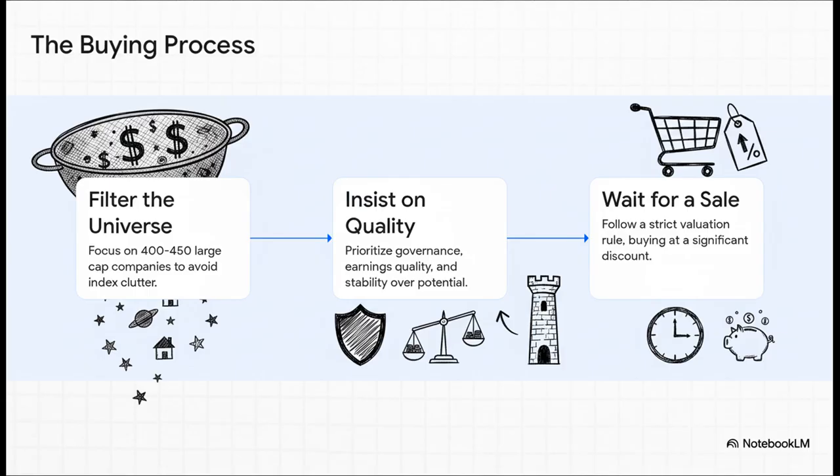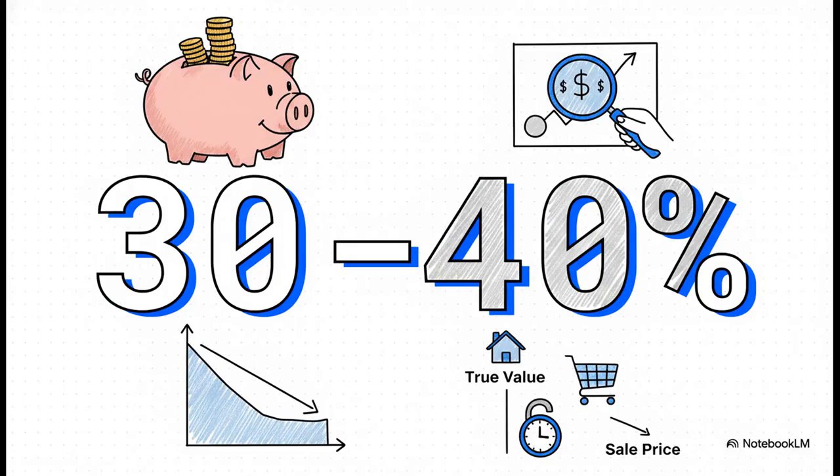First, like we saw, they filter that huge universe. Second, and this is so important, they insist on quality. They're looking at things like good governance and stable earnings, and they look at all that before they even think about the price. And then step 3, they wait for a sale. And believe me, they are really serious about waiting for that sale. They have this super strict rule. They will only even consider buying a great business when it's trading at a 30 to 40% discount to what they calculate its true value is. What the business is actually worth separate from its day-to-day stock price.